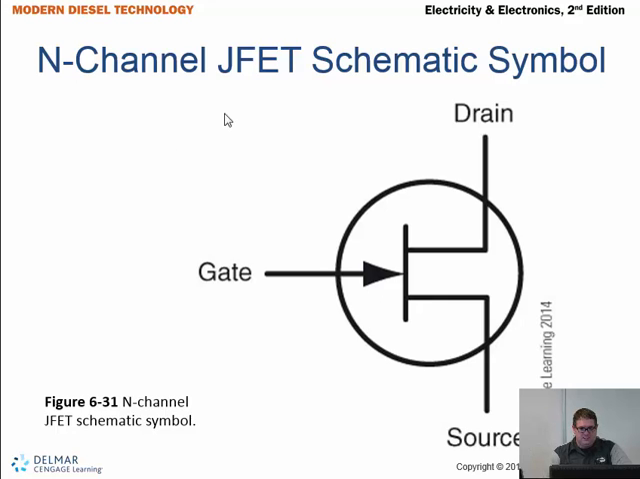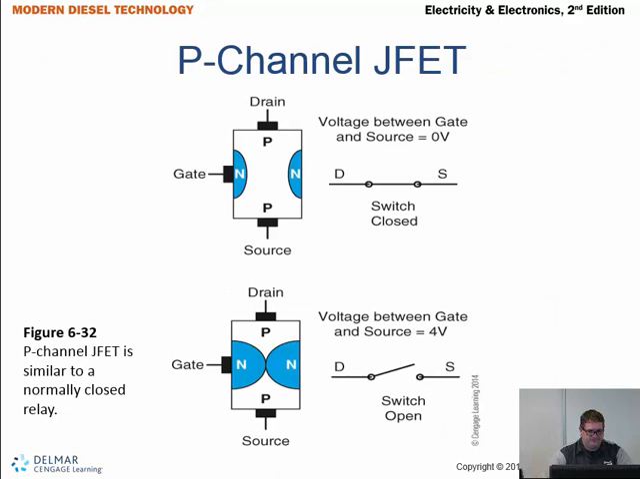So an N-channel JFET schematic symbol. So here you have your gate, you have your drain, and you have your source. Okay, and the gate is really what's being the input. The drain is the output, and the source is the voltage that we are trying to control.